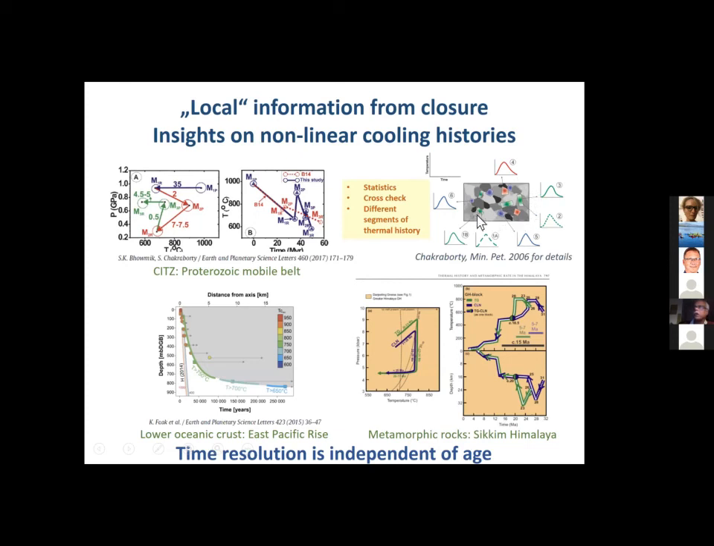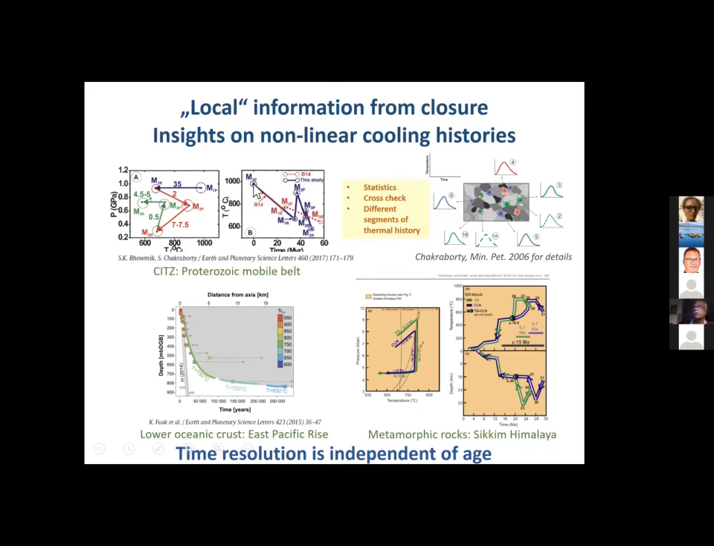And so you have a lot of options of doing statistics, doing cross-checking, seeing whether your results are meaningful or not. And you can then use them to reconstruct different segments of the thermal history. And in the remaining plots here, I've just put three papers that we wrote at different times, where we did make use of different aspects of this to get into nonlinear thermal history.